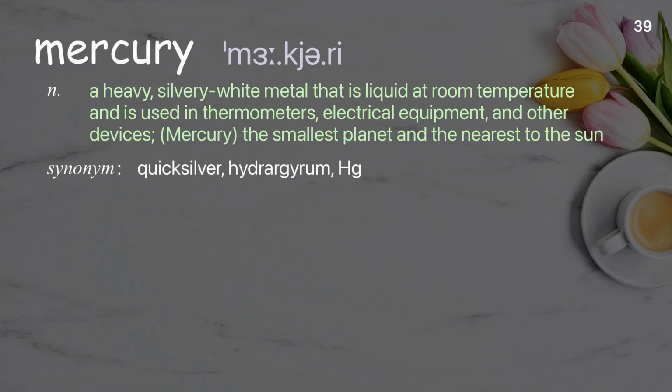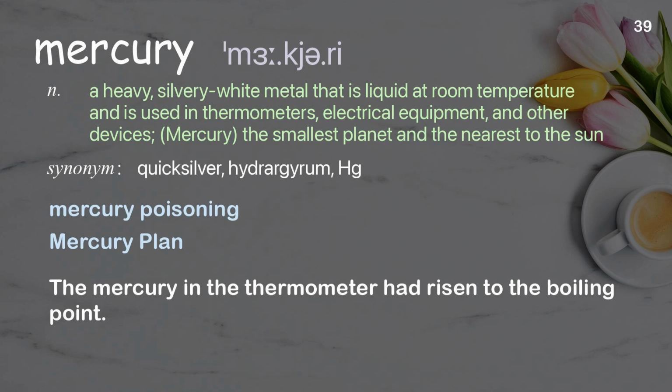Mercury: A heavy, silvery white metal that is liquid at room temperature and is used in thermometers, electrical equipment, and other devices. Mercury, the smallest planet and the nearest to the Sun. Examples: Mercury poisoning. Mercury plan. The mercury in the thermometer had risen to the boiling point.